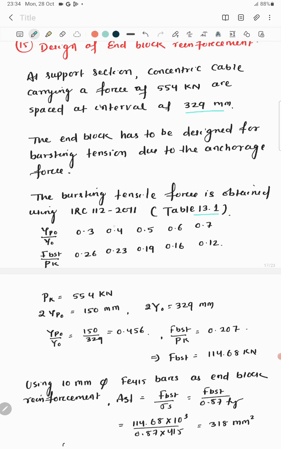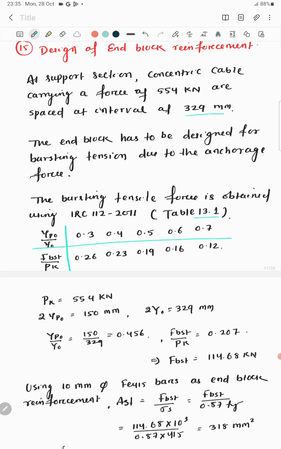So in this code IRC 112 2011, table number 13.1, this is the table. So the first line is YP0 divided by Y0, and the second one FBST divided by PK. So YP0 is the dimension of the plate at the end block, and Y0 is the dimension of this one. So for different values of YP0 by Y0, different values of FBST divided by PK are given, where FBST is the bursting force and PK is the pre-stressing force.